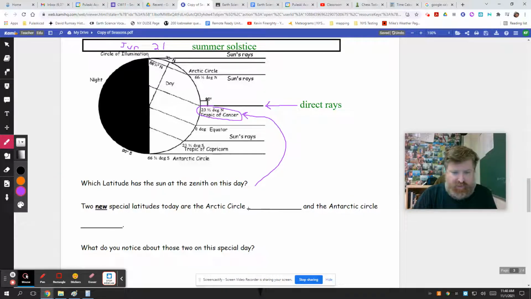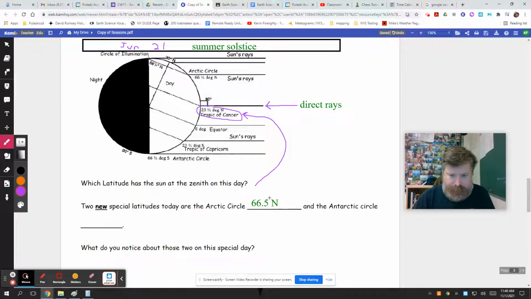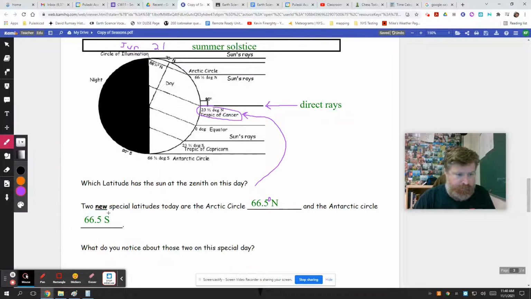Two new special latitudes today are the Arctic Circle, which is 66.5 degrees north. I'll put the little degree symbol in with a pen here. Or the Antarctic Circle, which is 66.5 degrees south.